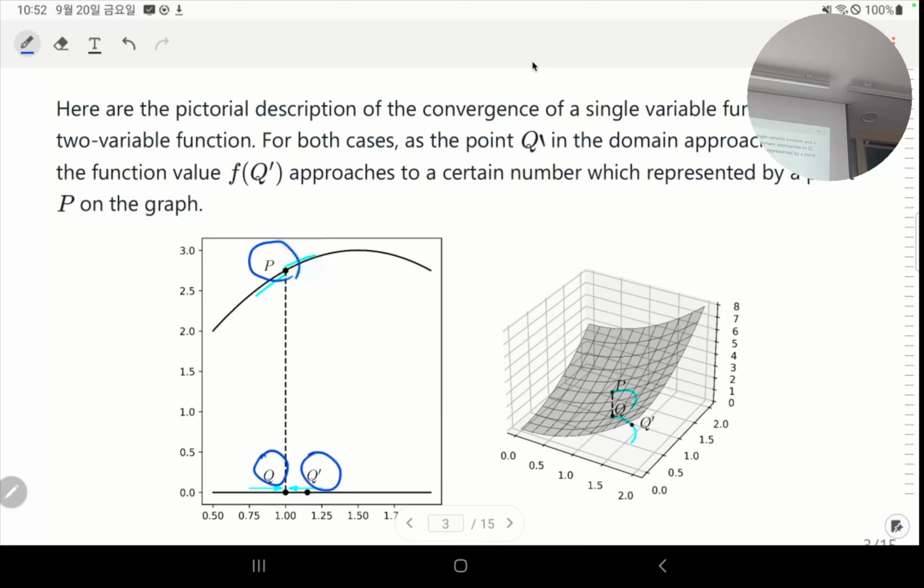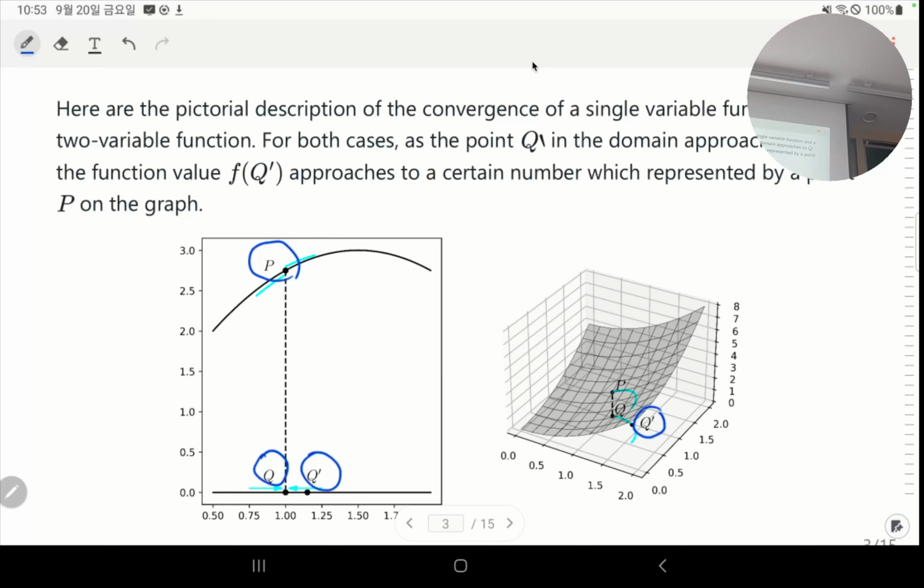Then we can do the same thing for a two variable function. I want to take a point in a two-dimensional region and move that point near to Q, and I want to see the value of the function. In this case, the value of the function is represented on the z-axis of the graph, converging to a certain number.